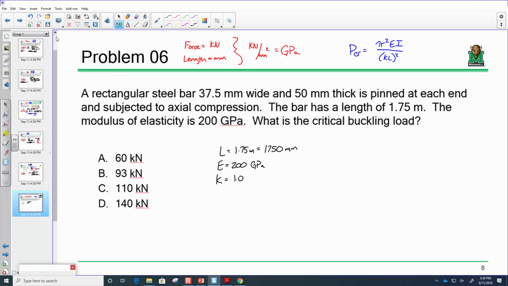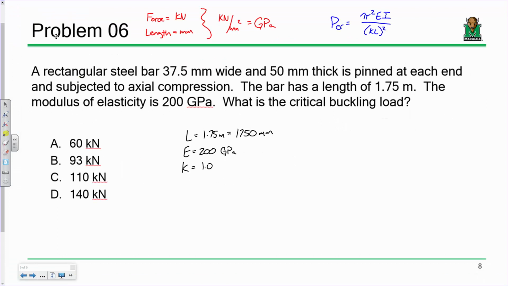Now, the only thing that takes some thinking is the moment of inertia. This is a rectangle, right? So it's BH cubed over 12. So tell me what to write. What's B? And what's H? B is 37.5. And H is 1750? No. H is just going to be the cross section. Okay, so B is 37.5 and H is 50, right?